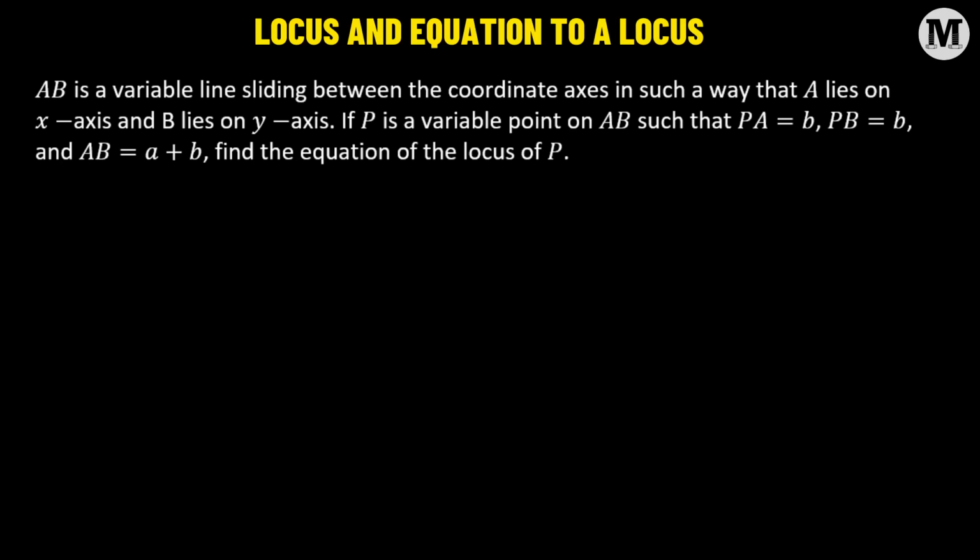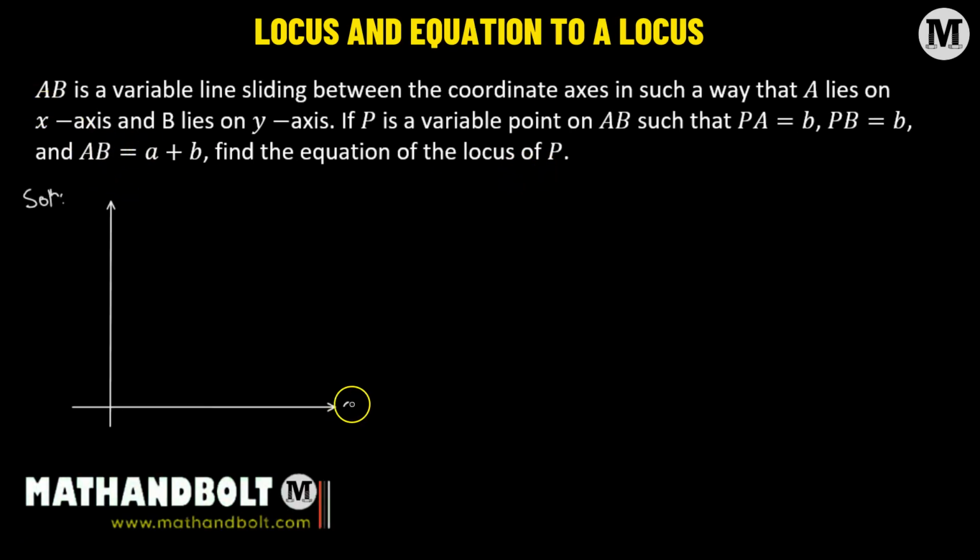AB is a variable line sliding between the coordinate axes in such a way that A lies on the x-axis and B lies on the y-axis. If P is a variable point on AB such that the length of PA equals b, the length of PB equals a, and the length of AB is a plus b, we need to find the equation of the locus of the point P. So let's try to set the problem first.